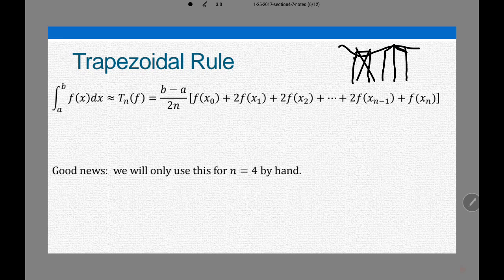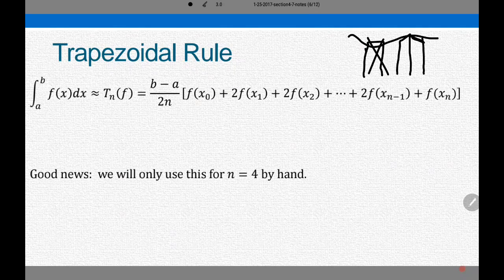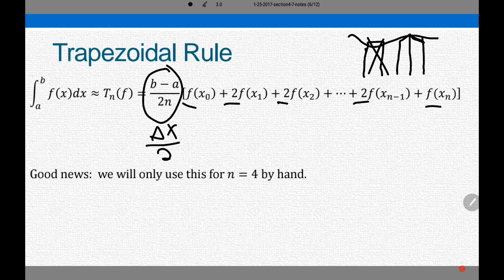So I want you to notice something. The main thing to note here is that I do b minus a over 2n, so it's a little bit like doing delta x over 2. Some books have it that way. And then you've got the function at the same evaluation points that we started with. We don't have to actually do the division. And notice that each of these in the middle has a 2, so the two endpoints do not have a 2.